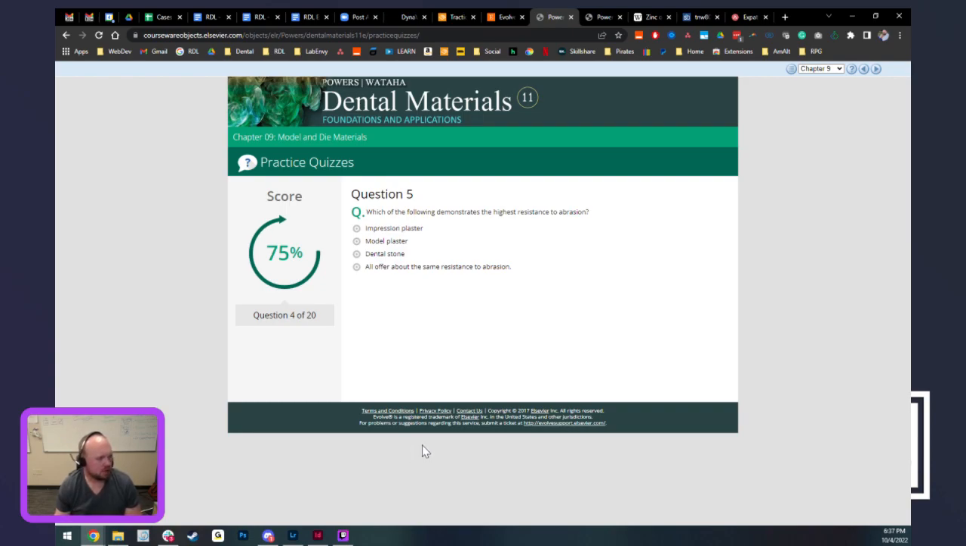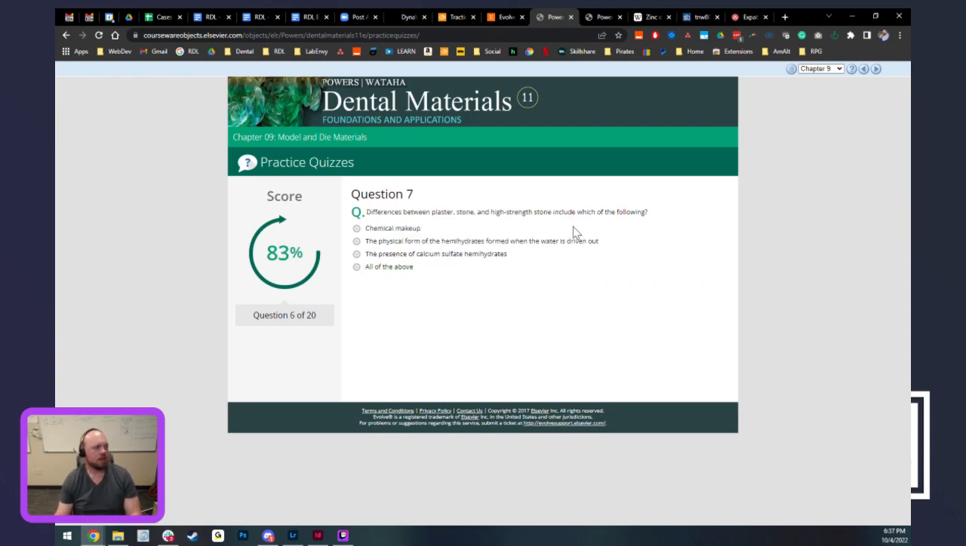Which of the following demonstrates the highest resistance to abrasion? Abrasion is the wearing away of material from the surface. Impression plaster? No. Model plaster? No. Dental stone? Boom. Excess water in a gypsum mix results in which of the following? Increased setting time? Yes. Reduced strength? Yes. Reduced expansion? Yes. All the above. Boom.